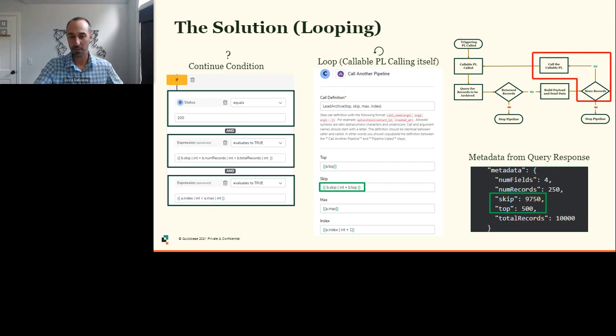Okay, so the next piece is that I need to call that callable pipeline if there are more records to get. When I do, I want to add the skip plus the top from that last query response, because the skip plus the top tells me exactly where I was, how many I got back, and where I need to start next. Hopefully that's clear. Sometimes it takes a moment or two to really understand what we mean by skip and top, but once you do it a few times, it becomes second nature.